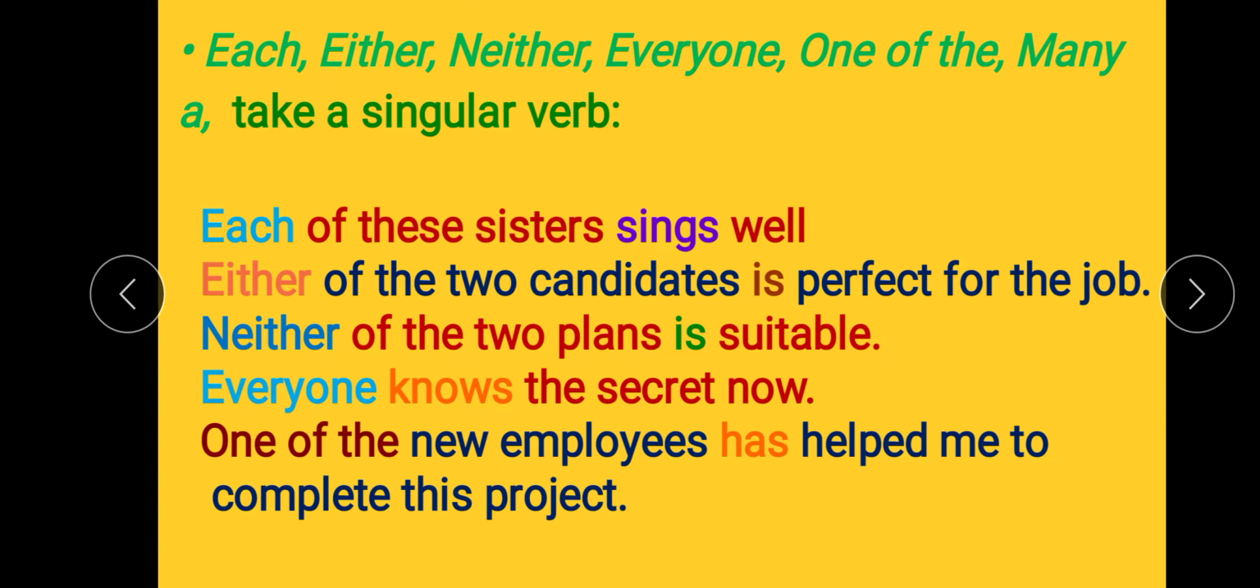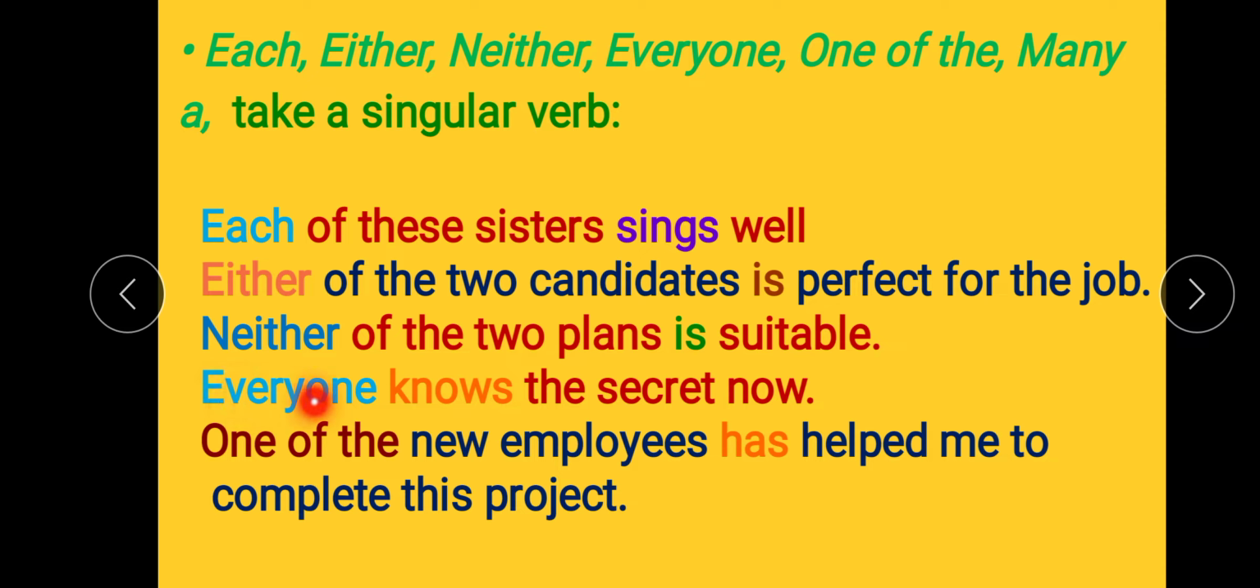Next sentence, either of the two candidates is perfect for the job. Here also, a plural noun is placed just before the verb, but here the real subject is singular, which is either. That's why we have used a singular verb here. Next sentence, neither of the two plans is suitable. Here also, the real subject is neither, and that's why we have used a singular verb.